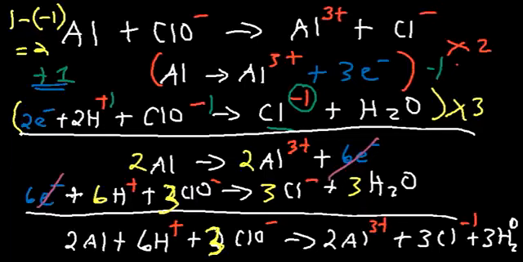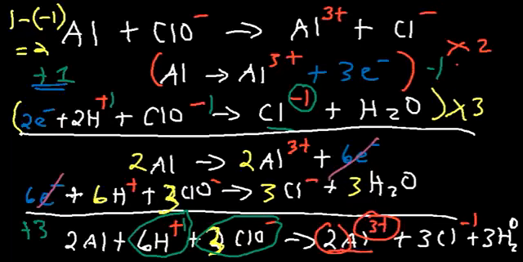Let's make sure the total charge adds up. 6 times 1 is 6, plus -3, that's a total charge of +3 on the left side. On the right side, 2 times 3 is 6, and we have 3 times -1, which is -3. 6 plus -3 is 3. So the left side and the right side have the same total charge.